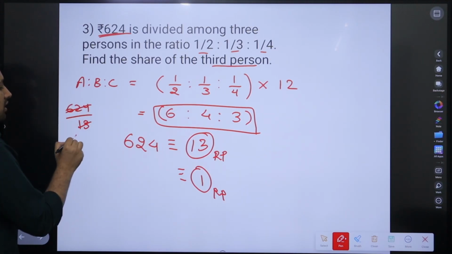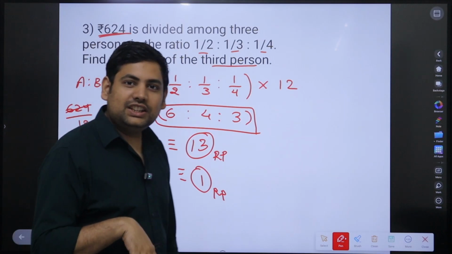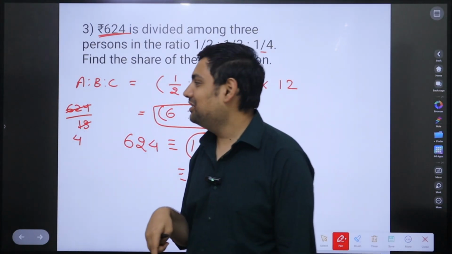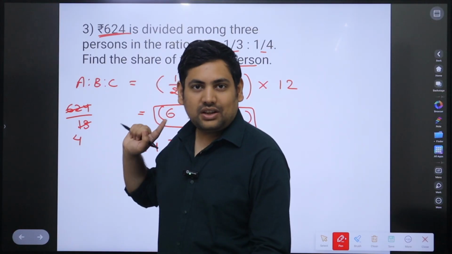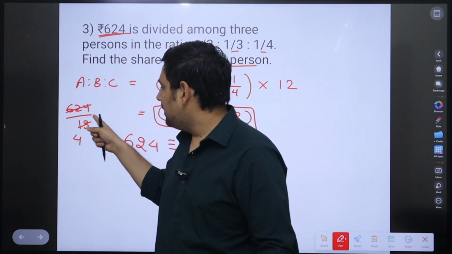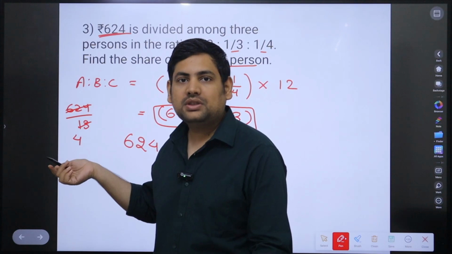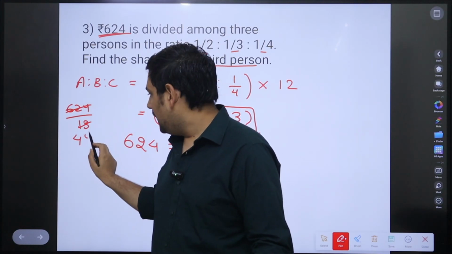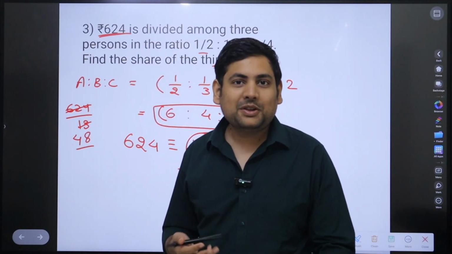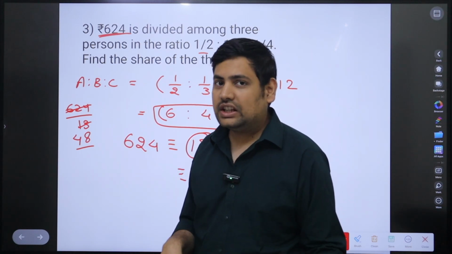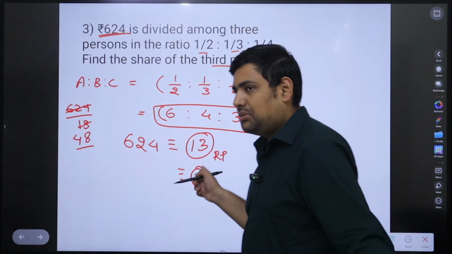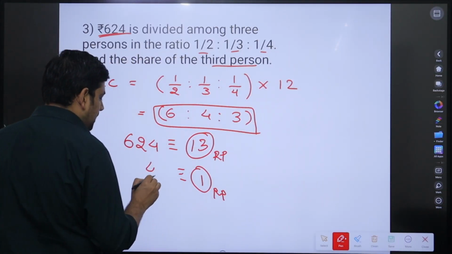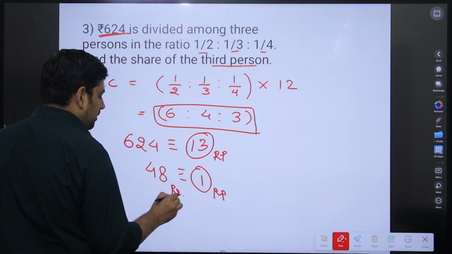How many times? This goes 4 times. 13 4s are 52. You should remember this. 10 will remain. With 104, this will go how many times? This will go 8 times. Correct? This also you have to remember. 13 8s are 104. So this is 48. So that means 1 ratio point is equivalent to 48 rupees.